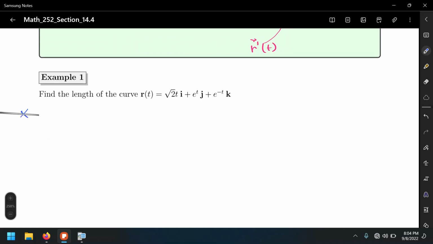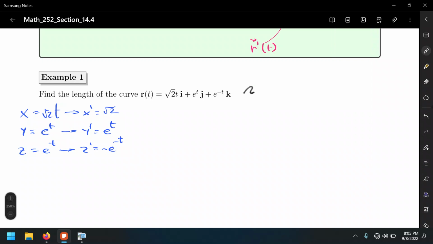So number one, let's list our x component, that's root of 2 times t, the y component, which is e to the t, and the z component equals e to the negative t. That means x prime is root of 2, y prime, the derivative of the exponential, is just itself, and z prime equals negative e to the negative t. All right, so we have all the information that we need. Actually, I didn't write down the interval, t in the interval 0 to 1. I didn't type that part.